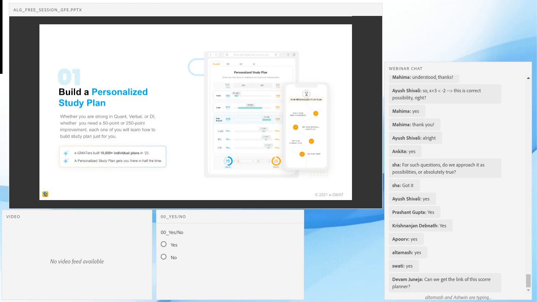Absolutely. So people who are already e-GMAT students can actually create this study plan on their own, just the way I created it right now. Obviously, you will need to have taken the mock test, right?